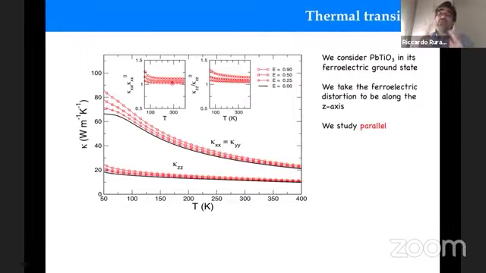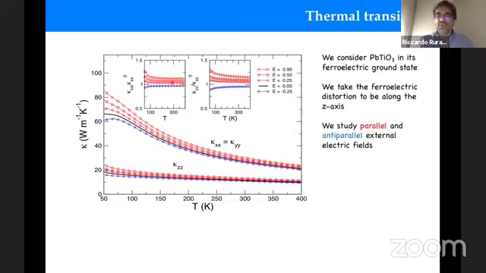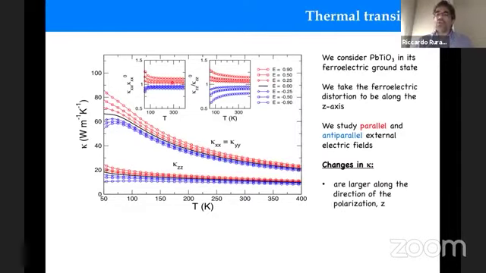Now, what is cool is if I do the opposite: I go against the polarization and I decrease it, and I decrease it. So I really have a full modulation of thermal conductivity with an electric field, remaining below the coercive field.